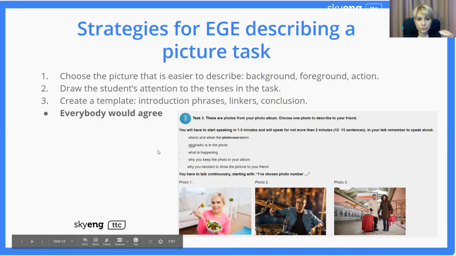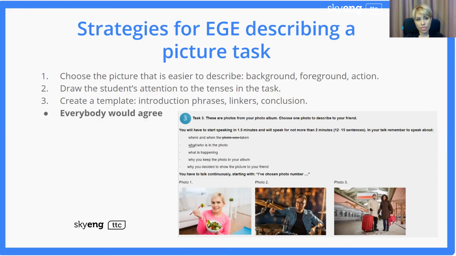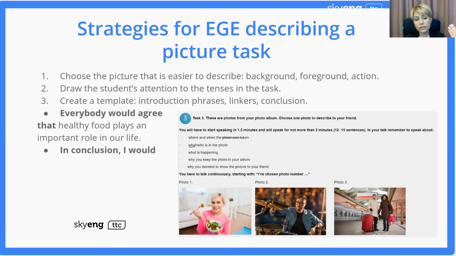So as an introductory phrase, we can use everybody would agree that, for example, healthy food plays an important role in our life. So everybody would agree that is a template. Another part is changeable. As linkers, or in conclusion, I would like to say that, again, healthy lifestyle is a good way to live. And here we have this template. In conclusion, I would like to say that, and then again, the second part should be connected to the given topic, to the given picture.